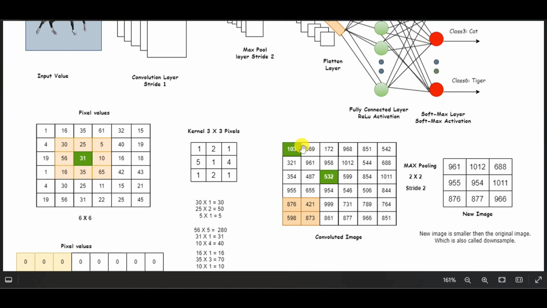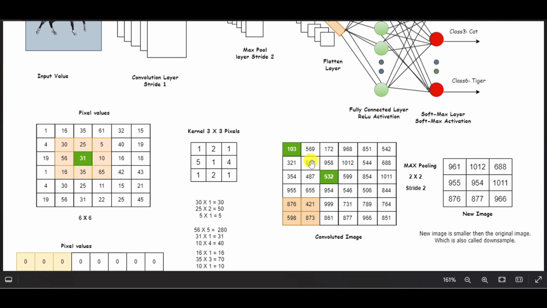2 by 2, 1 2 and 1 2. We are applying this max pool filter of 2 by 2. In max pool we always select the maximum value of the pool. So this is one pool, and among these four values in this single pool, the highest value is 961. So we mention 961, and the new image will have 961.